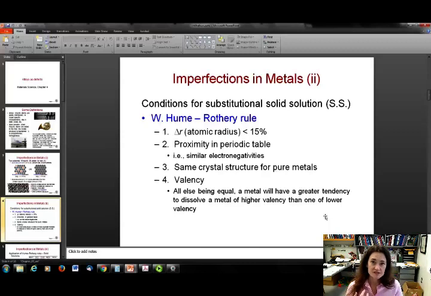They should also have similar electronegativities. In other words, they should be close to one another in the periodic table. They should also have the same crystal structure. It's really hard to mix, for example, a BCC crystal in with an FCC lattice. That's kind of hard to do. And then all else being equal, a metal will have a greater tendency to dissolve a metal of a higher valency than one of lower valency. And remember here, the valency is the number of electrons in that outermost energy shell.